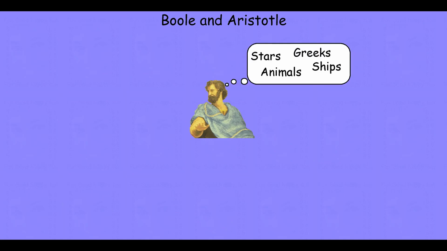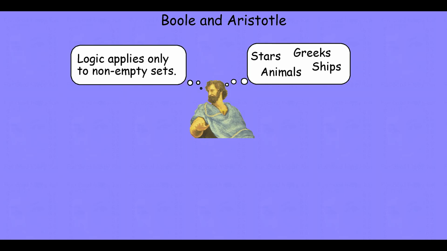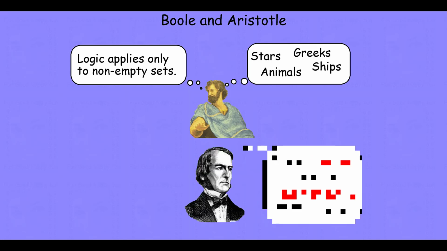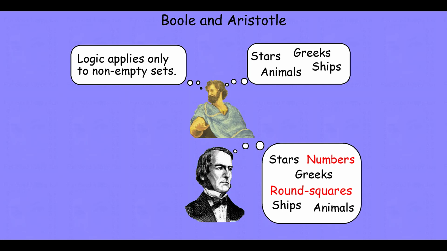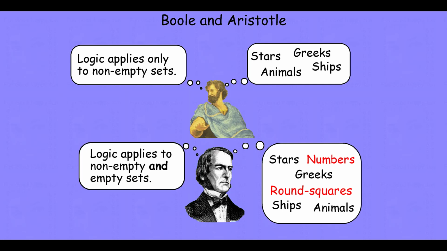Now, what about the different interpretations of the classes? We call it the Aristotelian or traditional interpretation, one that was originally invented by Aristotle. The idea is simply that classes that we're going to reason about are classes of real things: stars, Greek ships, animals. My logic, he says, applies only to non-empty sets, sets with at least one member. Boole comes along, and Boole says, look, that's all great and everything, but I also want to be able to reason about numbers, and round squares, and unicorns, and leprechauns. So my logic is going to apply to both non-empty and empty classes, sets that have no members at all.